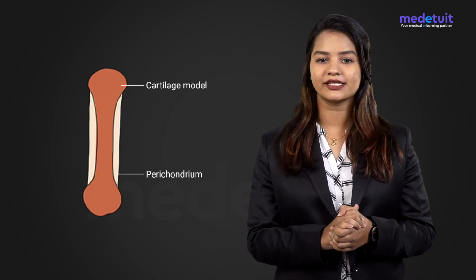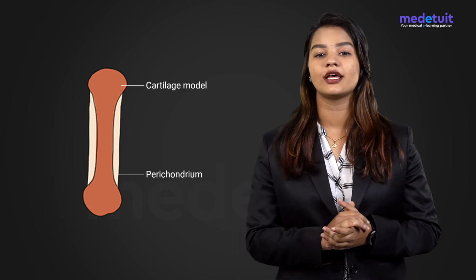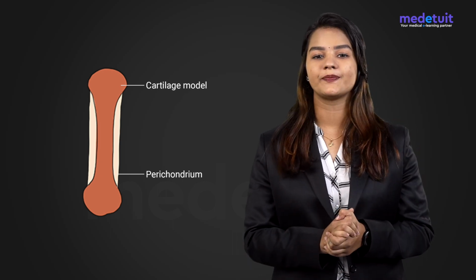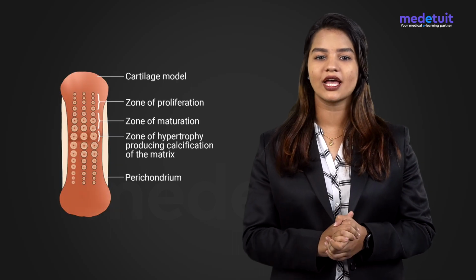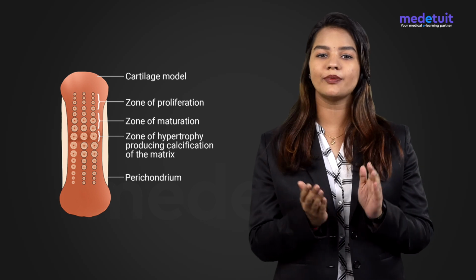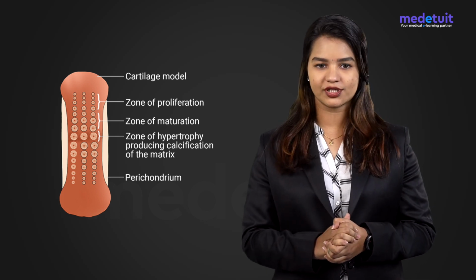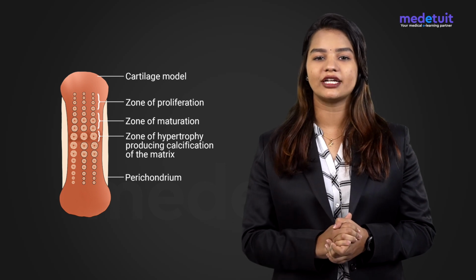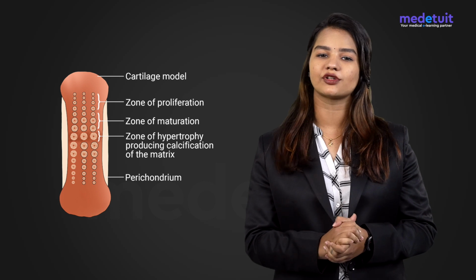Interstitial method takes place in the substance of the cartilage and the growth occurs nearer to the ends than in the midsection of the model. The cartilage cells are arranged in rows of longitudinal columns and are named from the end to the midsection as zone of proliferation by mitosis, zone of maturation of cartilaginous cells, zone of hypertrophy of the cells, and zone of calcification of the cartilage cells.